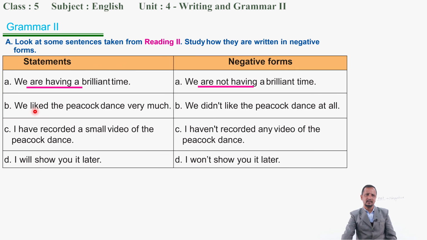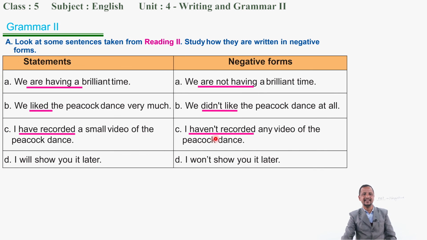Number B: we like the peacock dance very much. Then that is what? Yeah, didn't like. Now notice here there is "liked", but here "did not like". Notice there. Did you notice this type of difference here? Not only in the first sentence do you add "not", but in the second sentence, "liked" becomes "did not" and "liked" is changed into "like". How? Well, we'll discuss later on. Now let's just see the sentences.